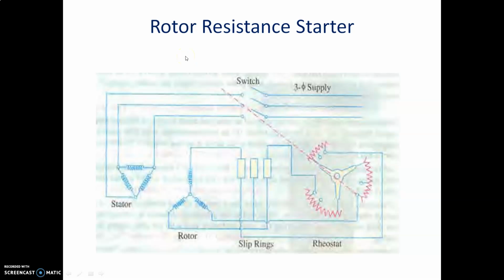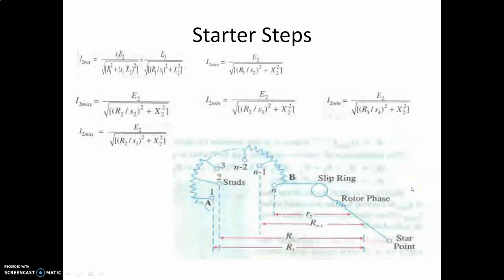So welcome back. In the last class we started discussing the rotor resistance starter. So this is the rotor resistance. By varying this resistance you can reduce the starting current. Then we are going to calculate the starter steps.